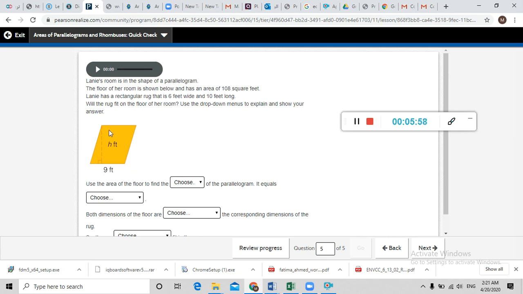First of all, let's find the height. Use the area of the floor to find the height of the parallelogram. To find the height, we divide the area by the base. 108 divided by 9 equals 12.